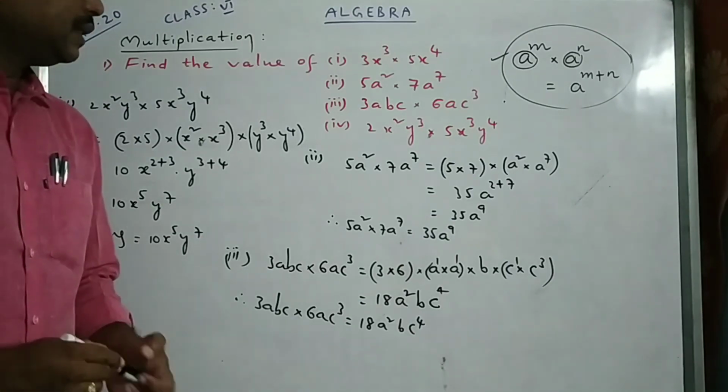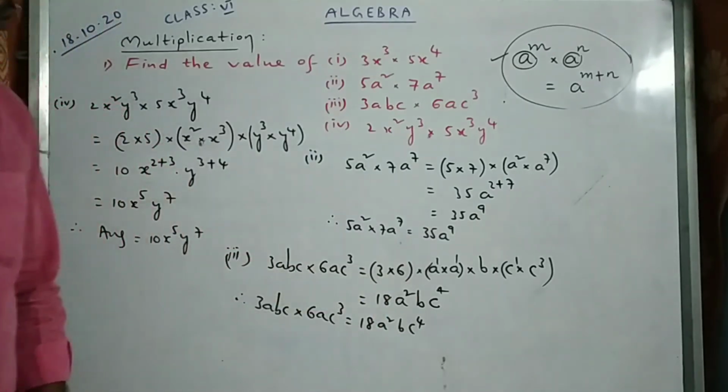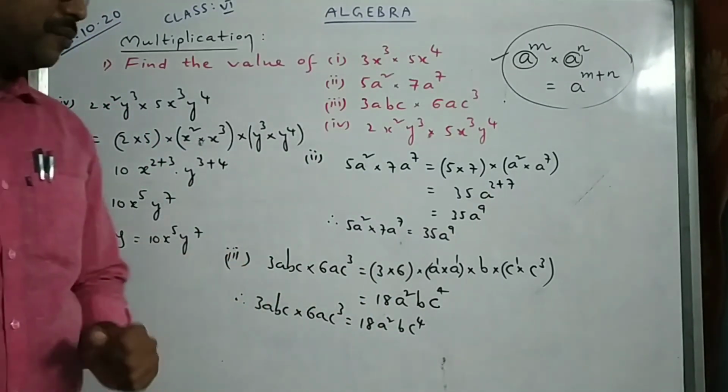Okay? This is the multiplication of a monomial by a monomial. Okay? Let us see some more problems in the next class.